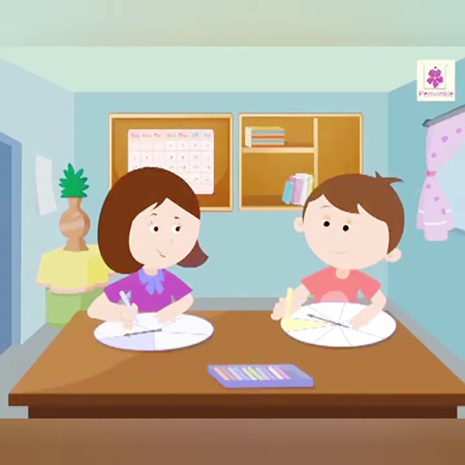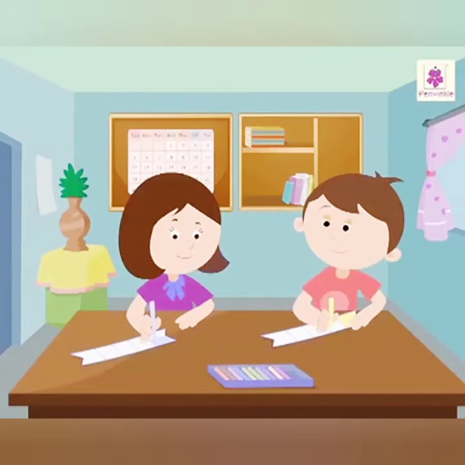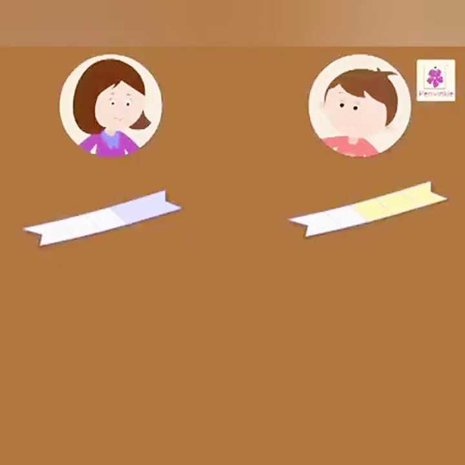Look, this time Anaya was quicker than Andy in coloring. Now in the final round, they are coloring the ribbons with different colors. Anaya colored 2/5 of the ribbon and Andy colored 3/4 of the ribbon. Let's find out who colored more of a ribbon. Here, the fractions are unlike with different numerators.